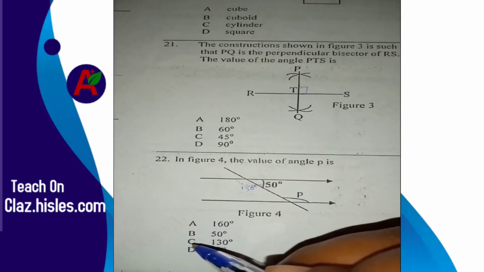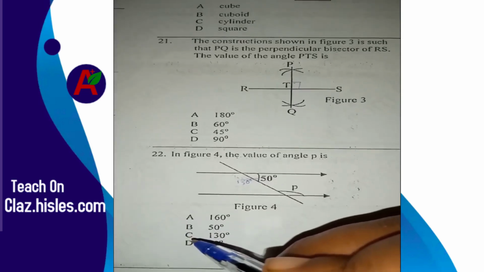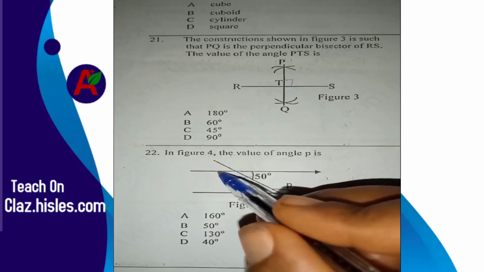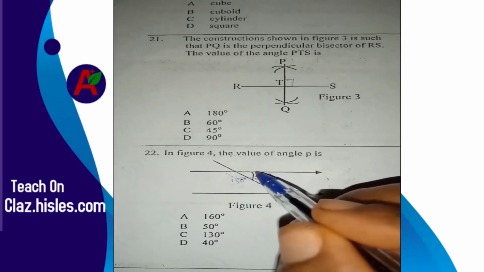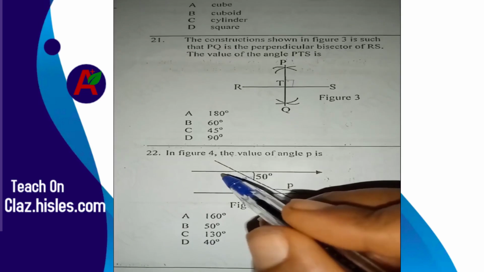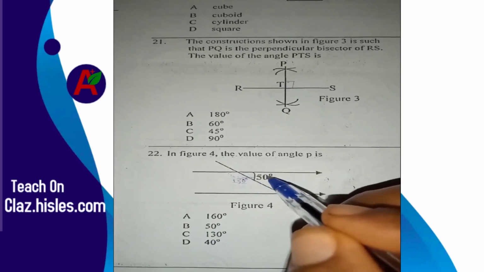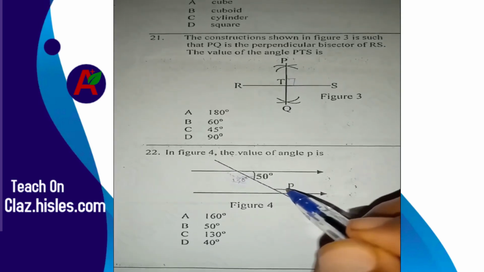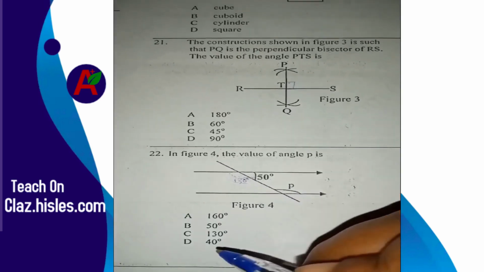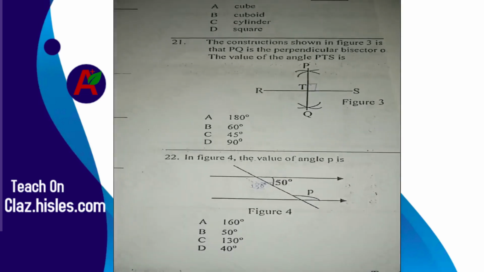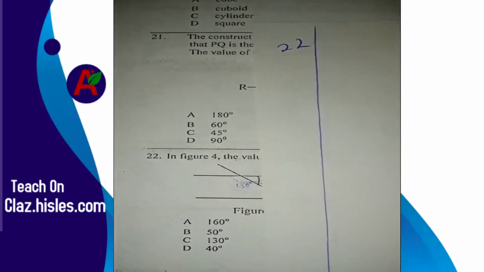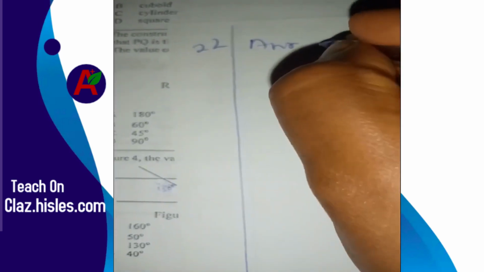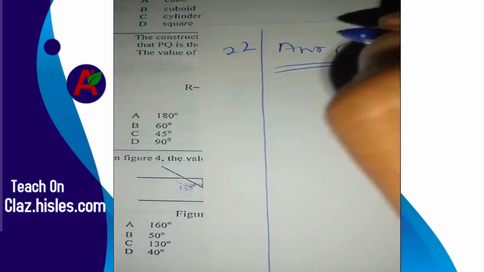So the answer to question 22 is going to be C, that's 130 degrees, because this is a semicircle. The degree of a semicircle is 180. So this will be 180 in total. 180 minus 50 gives us 130. And 130 is the Z angle of P, and Z angles are equal. So the answer to question 22 is C.